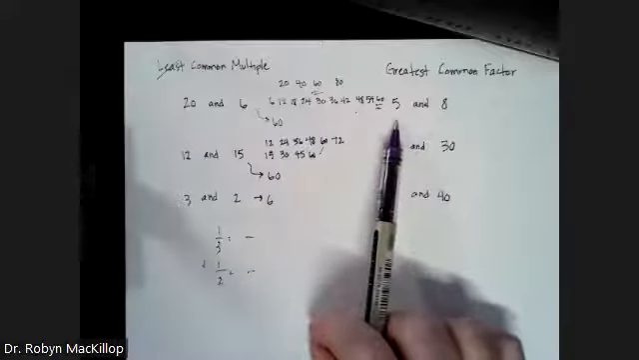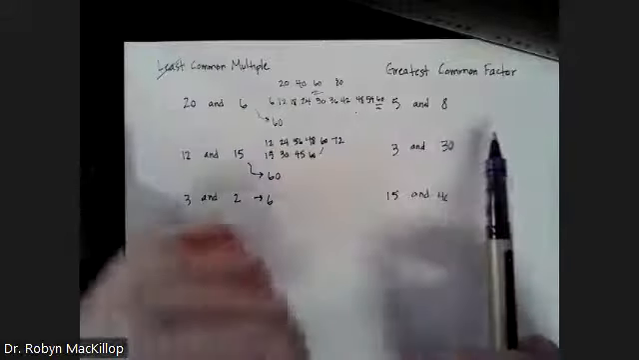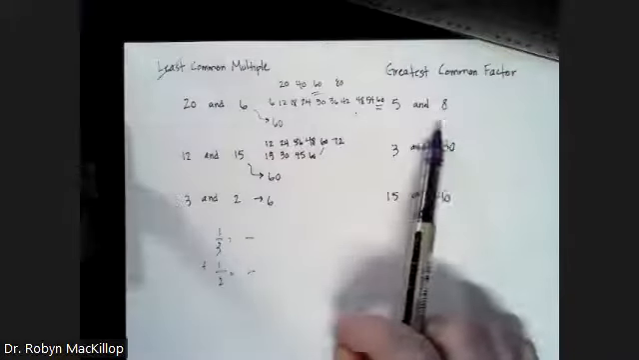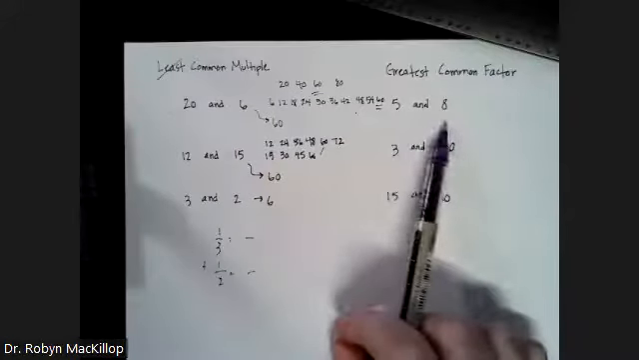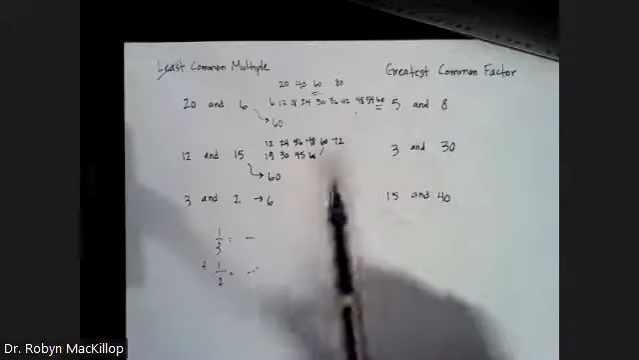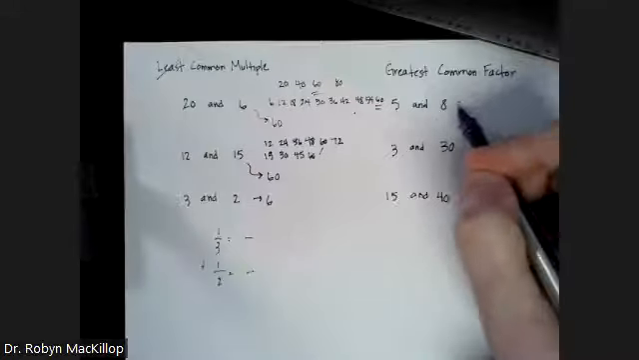The only numbers that I can think of that would go into 5 would be 1 or 5. 5 does not go into 8. Then the only numbers that go into 8 would be 1, 2, 4 and 8. 8 doesn't work for either one. 2 and 4 don't work for both. So our greatest common factor is 1.